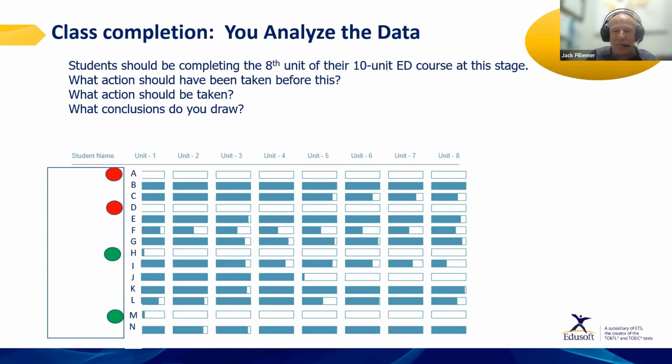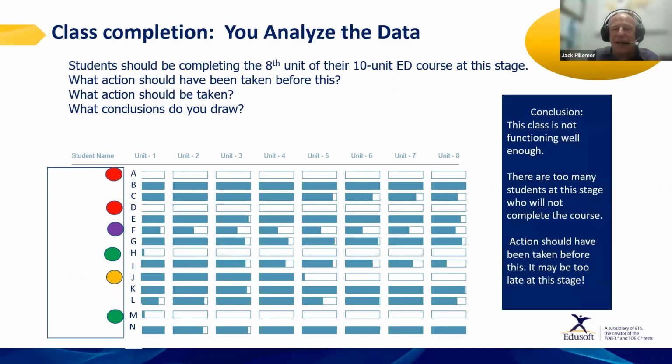They did start, but they never got past the first 5 clicks. Then I've got this one, stopped in the middle. What happened? Then I've got this one, stops and never finishes anything. So I can get a very clear picture. Basically, the conclusion is this class is not functioning well enough. I shouldn't be happy with this class. There are too many students at this stage who are not going to complete. Start counting all of those numbers, all of the colors are students who've got some sort of problem.